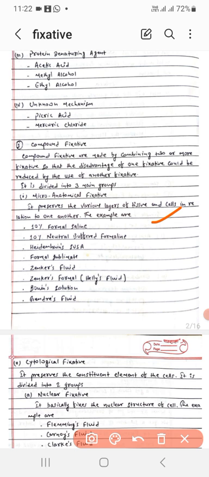The examples of various microanatomical fixatives are 10% formal saline, 10% neutral buffered formalin, Heidenhain's Susa, formal sublimate, Zenker's fluid, Zenker's formal, Bouin's solution, and Gendre's fluid.